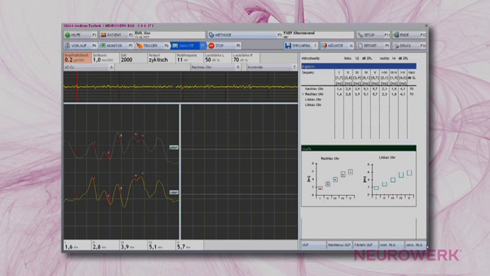The measurement of the left side is conducted according to the right side and starts automatically. A repositioning of the electrodes is not necessary. This is implemented internally and machine-aided by the system.